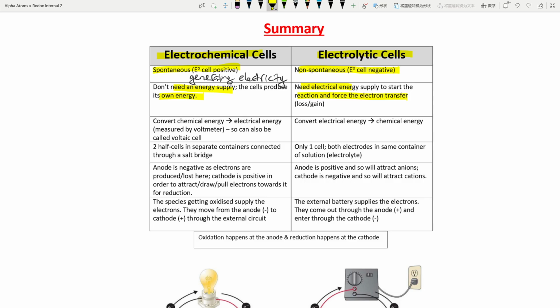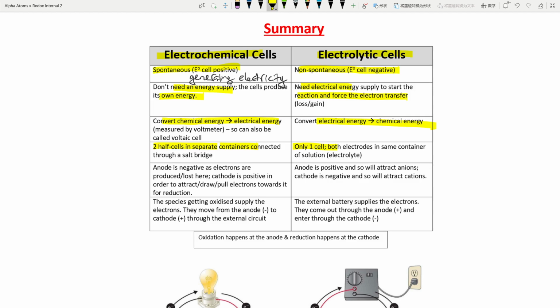Personally I'm not so interested in this one, because it's really easy: one goes from chemical to electrical, the other from electrical to chemical. I'm not so fussy on that. This one again, not so much, it's just a high school setup where we put two half cells in separate containers, whereas for the electrolytic cell, we put everything in one bulk beaker.